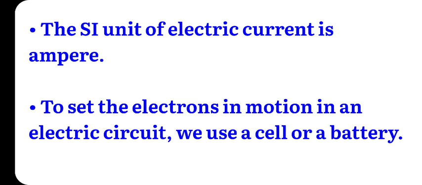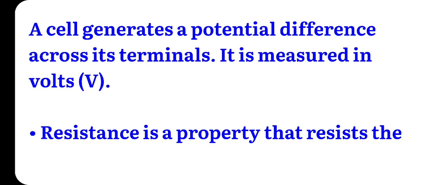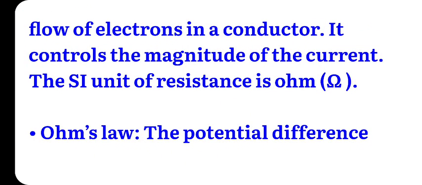To maintain the electrons in motion in an electric circuit, we use a cell or a battery. A cell generates a potential difference across its terminals. It is measured in volts. Resistance is a property that resists the flow of electrons in a conductor. It controls the magnitude of the current. The SI unit of resistance is the ohm, generally denoted by the Greek letter omega.